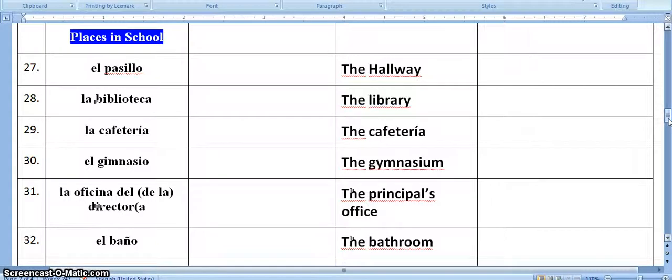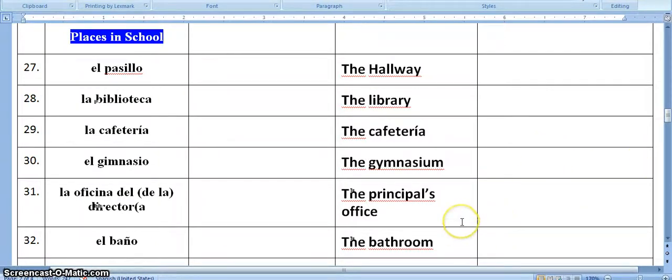Yes. If you said that La Oficina del Director was the man principal, or the principal's office that's a man, that's great. If you said La Oficina de la Directora, and that's the girl's principal's office, and she's a girl, that's great. Okay. Número 32, you should know this one right now because many of you, if not all of you, have asked this already. El baño is the bathroom.